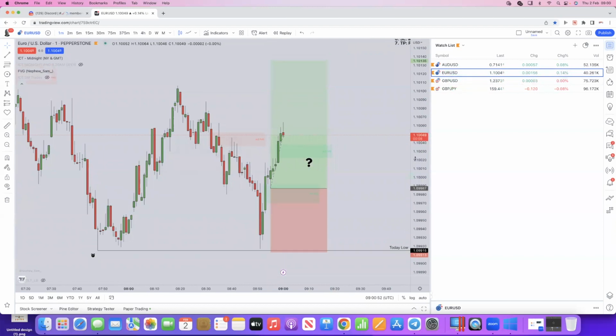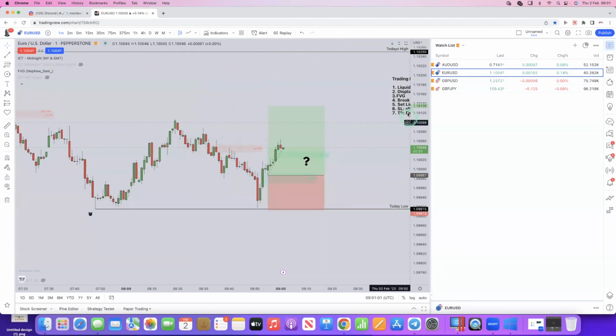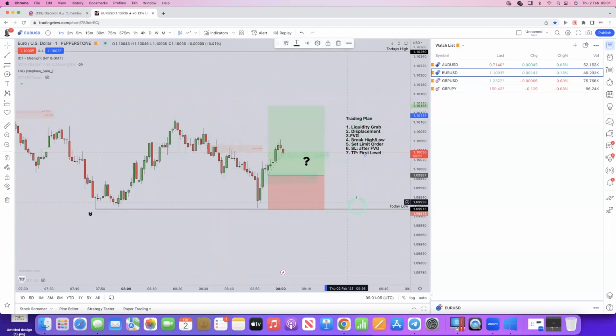The Euro USD, we're just putting on a watch at the moment just to see. Yes, we haven't had the liquidity grab, but I just want to see what kind of reaction we get off this, because again, the first rule of the plan is we need that liquidity grab of the high and low. Okay, I'll be back in a couple of minutes, guys.